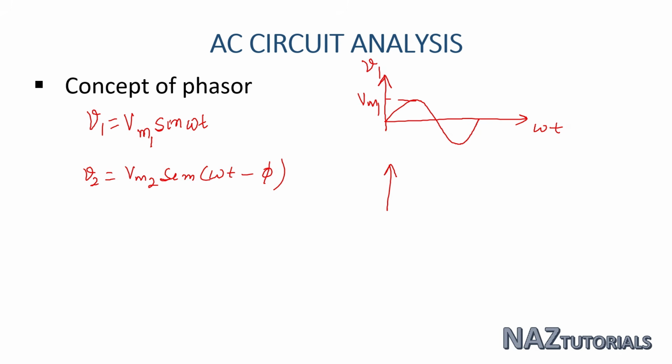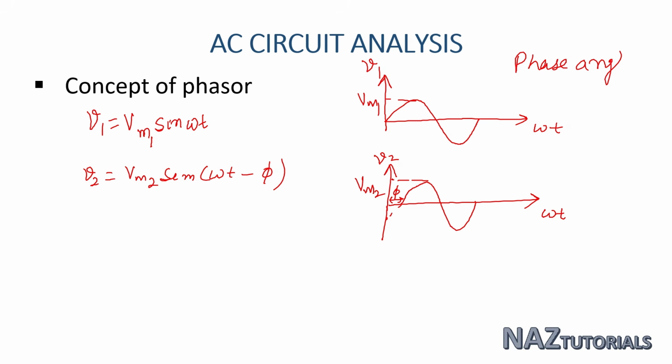And if you analyze the waveform shape of V2, it starts from angle omega t equals phi. This is angle phi, and its maximum amplitude is Vm2. So here we can see the amplitude and angle. If you understand the concept of phase angle, then we can easily make our phasor.